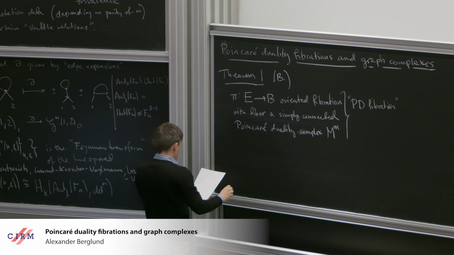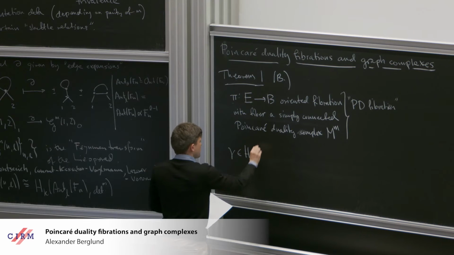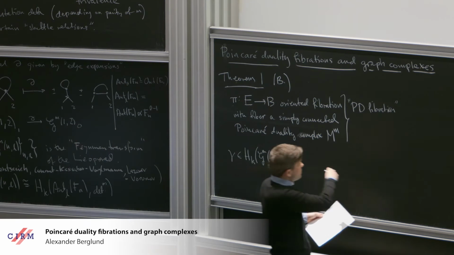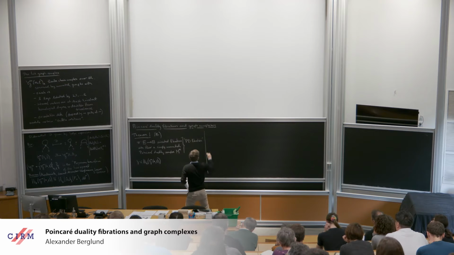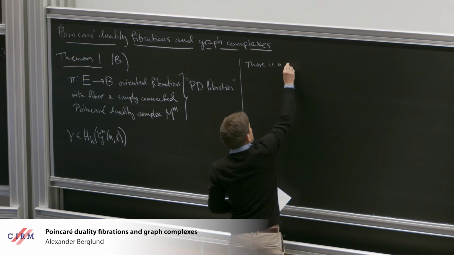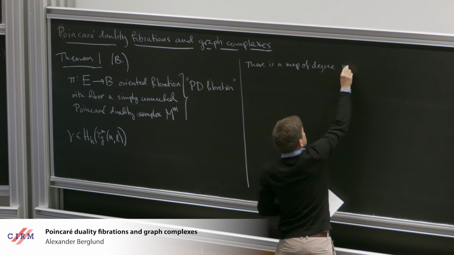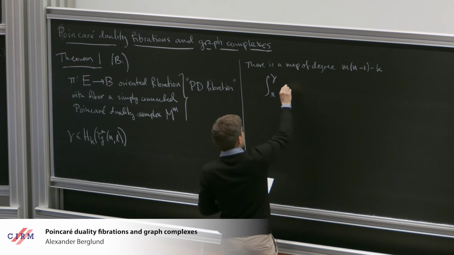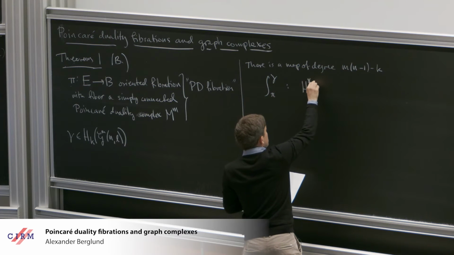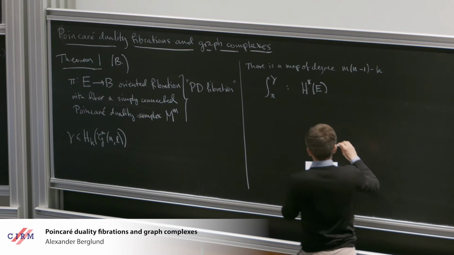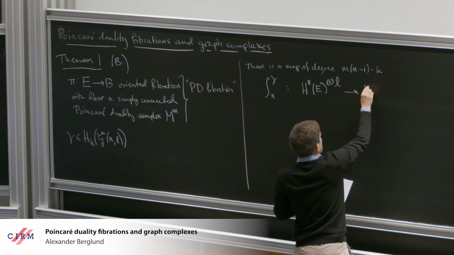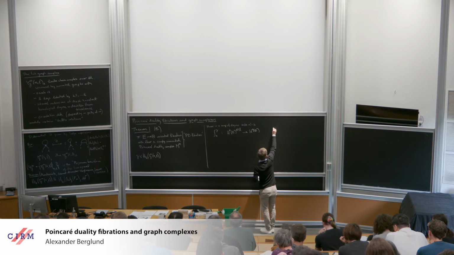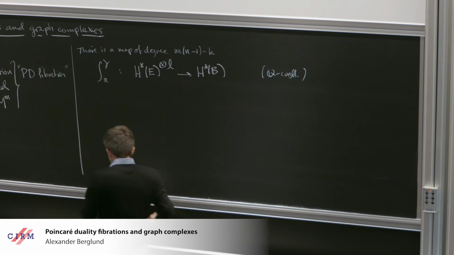So if I have such a thing, and if I have a graph homology class, so gamma in H_k of this graph complex, then to these two objects I can associate a map of degree m times (n minus 1) minus k, which you can think of as a generalization of fiber integration, from the cohomology of E, and as always in this talk it will be rational cohomology, to the L-th tensor power down to the cohomology of B. And again, with certain properties.